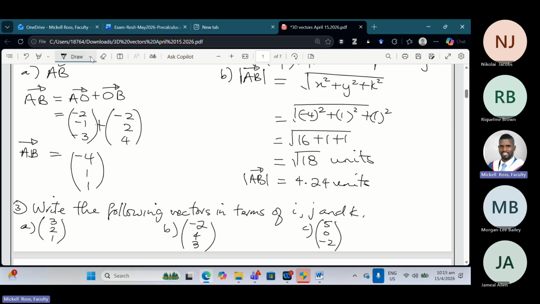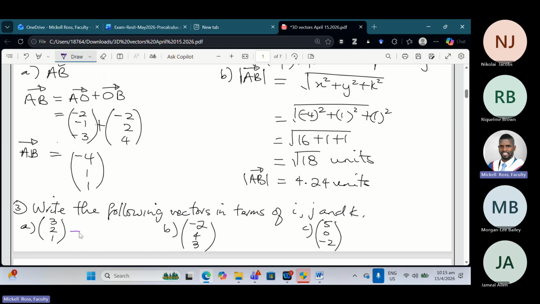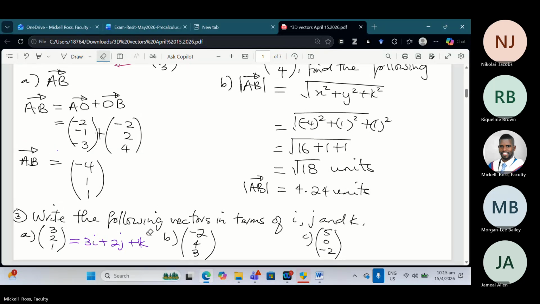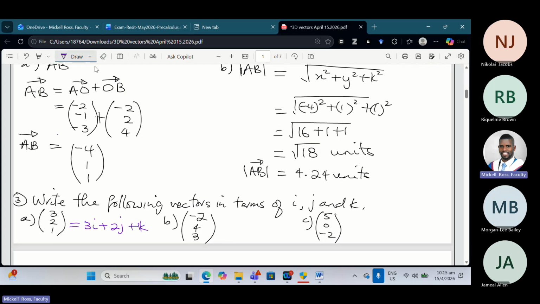So in terms of I, J, and K, I'm just going to do one of them, and then you are going to do the rest. So this is going to be equal to 3I plus 2J plus K, or 1K. So if you write 1K, it's still the same thing. So K or 1K. All right, give the other two a try, please. Let me see what you come up with.